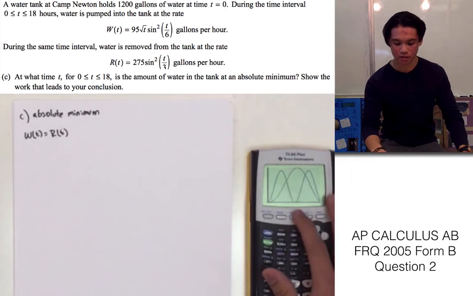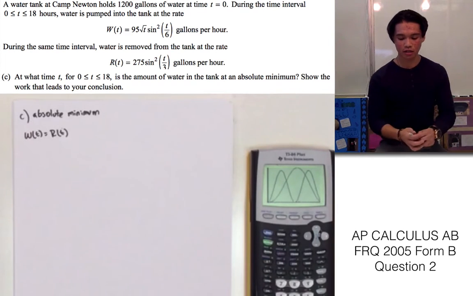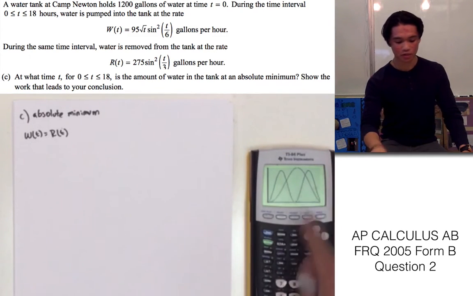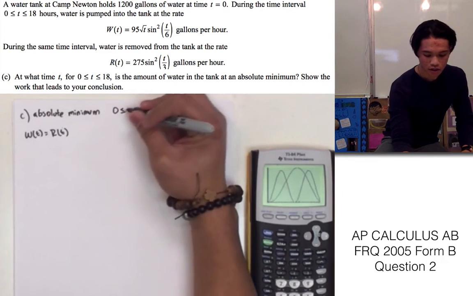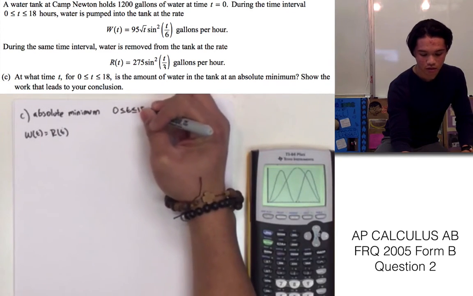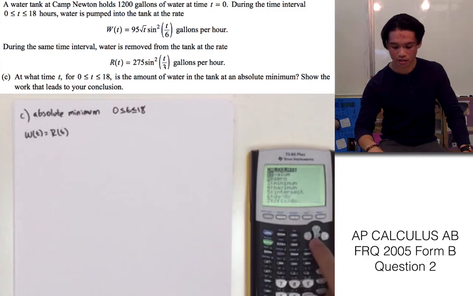Now the critical numbers for this function are represented by the intersections of the two functions, and here we can see that we have two intersections. So let's go ahead and find what those values of t are. Do second trace, intersect, first curve, set right here, guess.